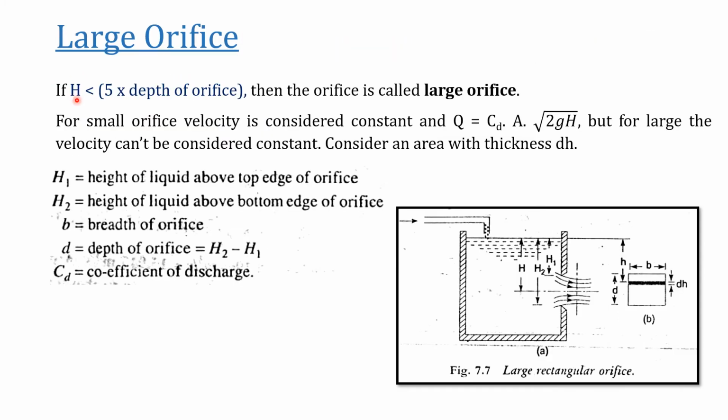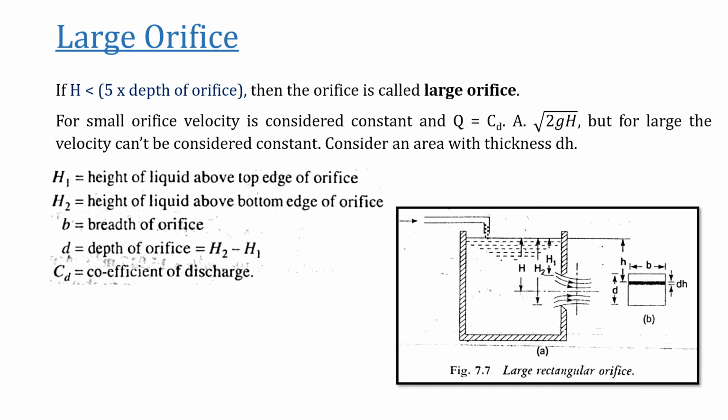When depth of water causing flow is less than 5 times the diameter of orifice, it is termed a large orifice. As for the small orifice, the velocity was considered constant, equal to under root 2gh. But for the large orifice, because of variation of velocity from the top edge to the bottom edge of the orifice, it can no longer be considered constant.